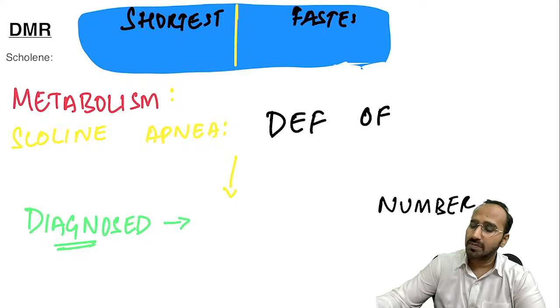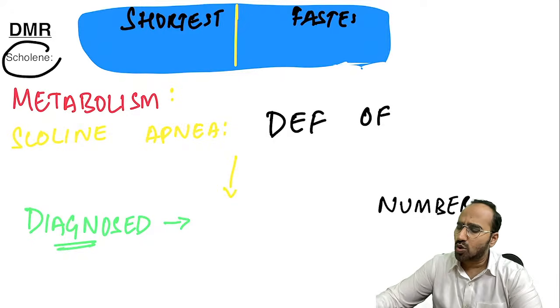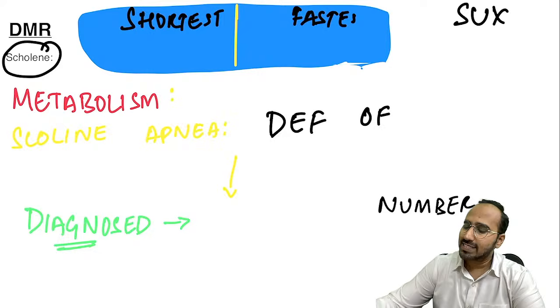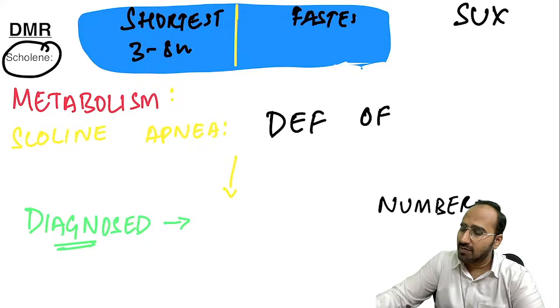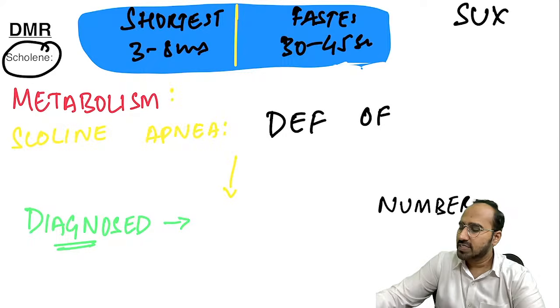In depolarizing, remember the shortest and the fastest acting depolarizing muscle relaxant is always scoline. The other name for scoline is succinylcholine. It is regarded as the shortest acting muscle relaxant. Why? Because the duration is 3 to 8 minutes. And fastest. Why? Because the onset is 30 to 45 seconds.